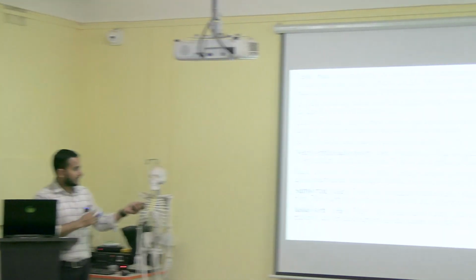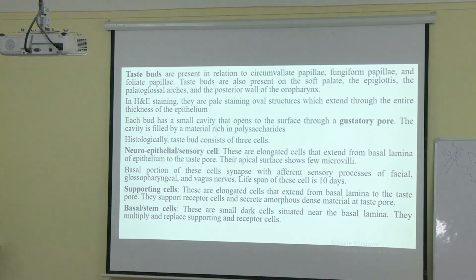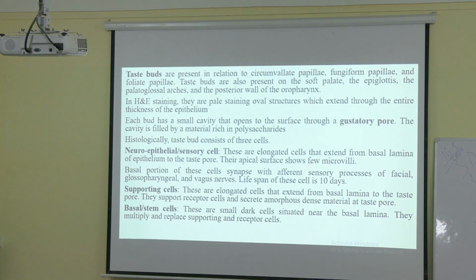Next, supporting cells are there. They are elongated cells that extend from the basal lamina to the pore. They support the receptor cells, and they will secrete amorphous dense material at the taste pore. And some stem cells are there. If any other cells get destroyed, these will replace those cells.